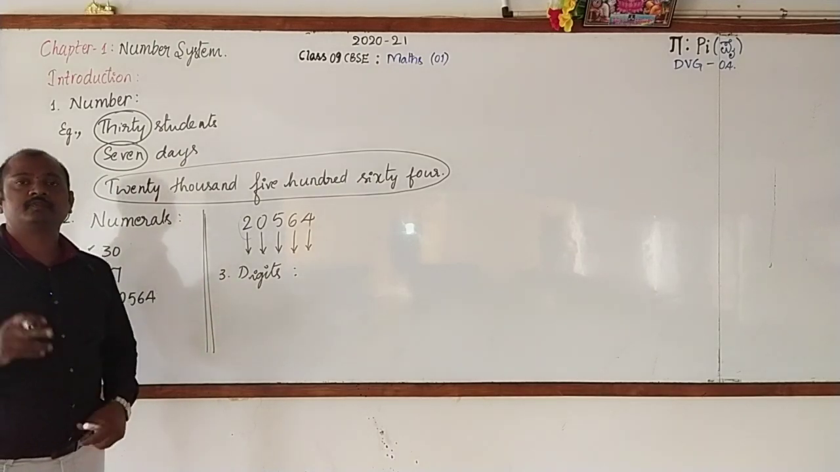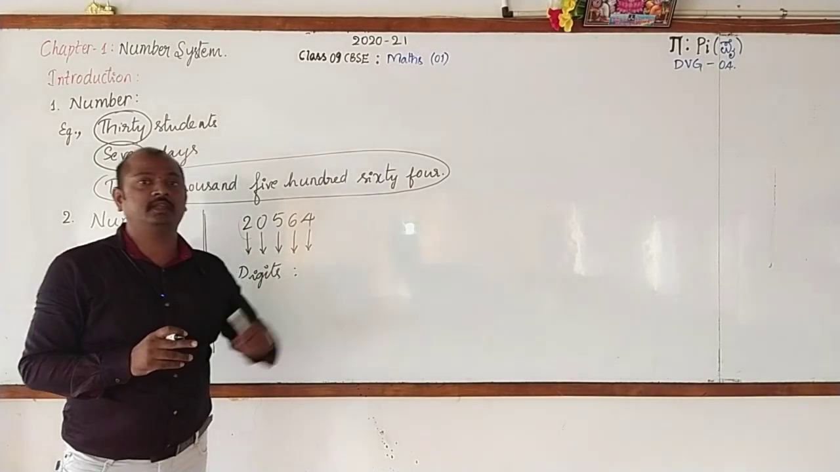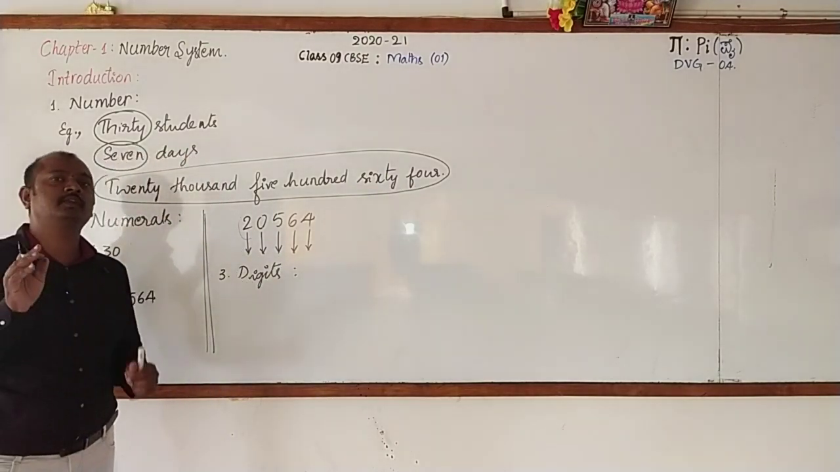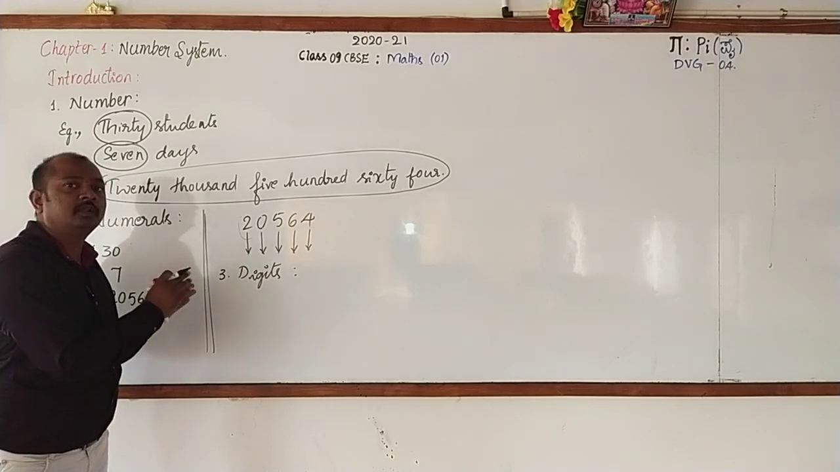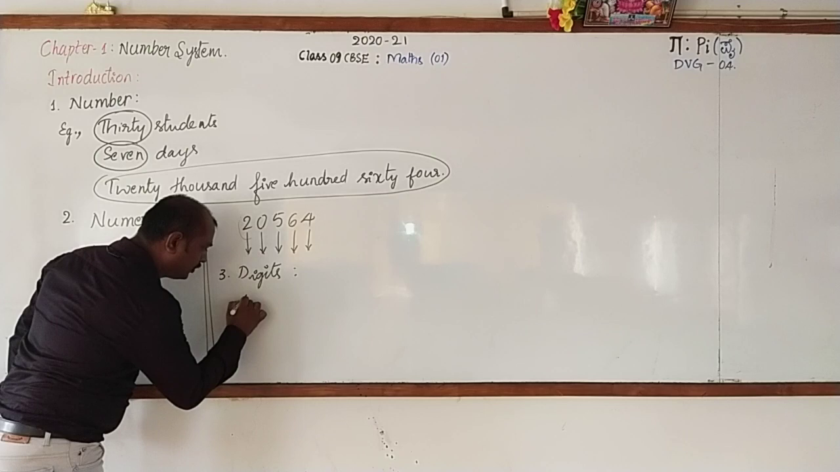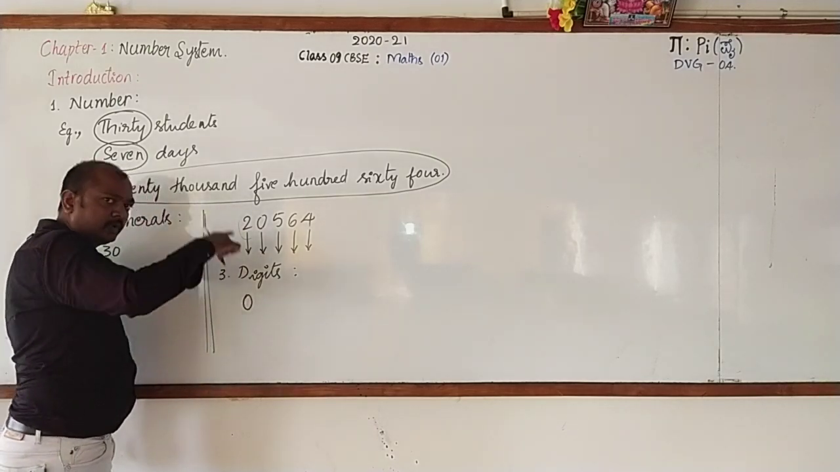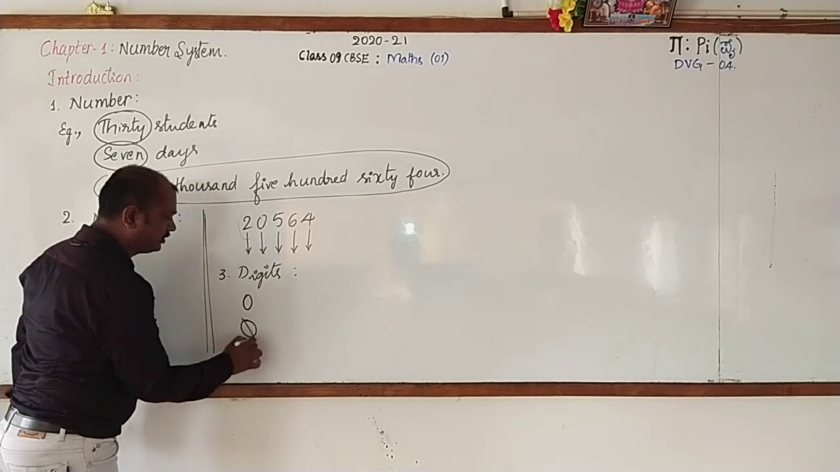They are 0, 1, 2, 3 and so on up to 9. But there is a particular method of writing these digits, and observe the method in which I go for writing them. Here, 0. It should be a vertical oval shape, not round like a circle.